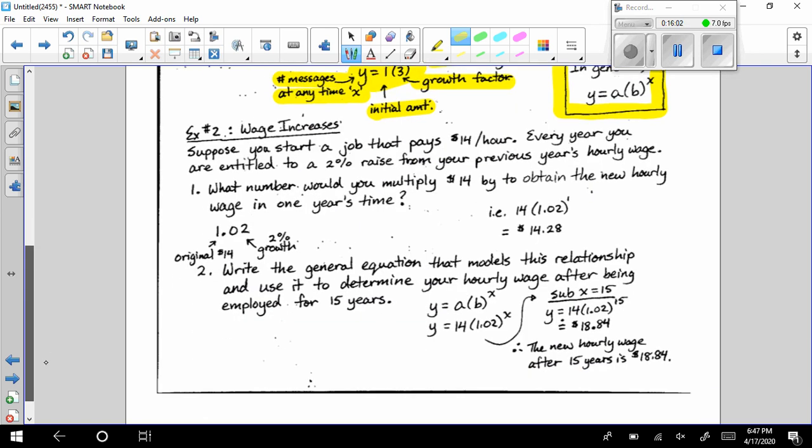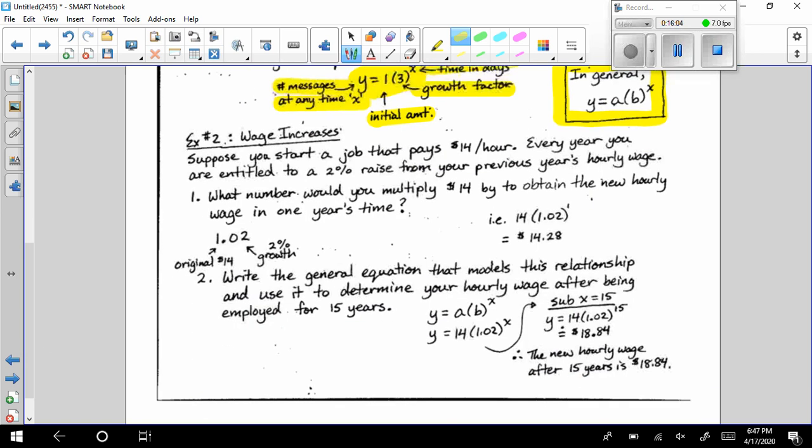Let's look at another example. It also involves growth. In this case, it's about wage increases. It said, suppose you start a job that pays $14 an hour. Every year you are entitled to a 2% raise from your previous year's hourly wage. I've said here, what number would you multiply $14 by to obtain the new hourly wage in 1 year's time?